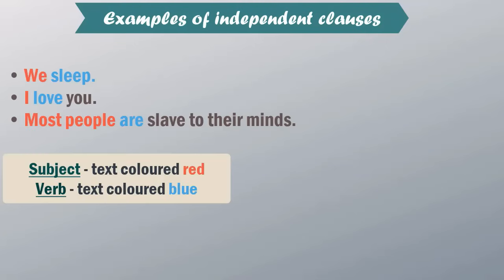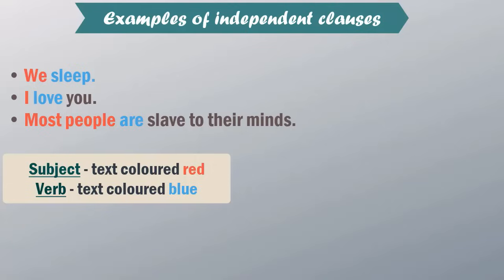Examples of independent clauses. We sleep. We sleep is a complete sentence, is an independent clause, a very small one. We is the subject, sleep is the verb. We sleep. We understand the meaning, right? I love you. I love you guys. I is the subject, love is the verb, you is the object. That is an independent clause, is a complete sentence.